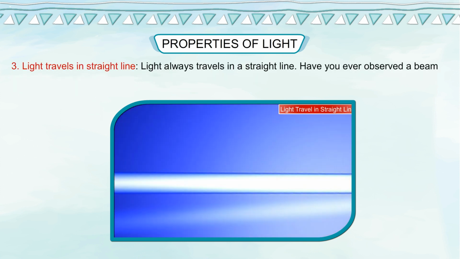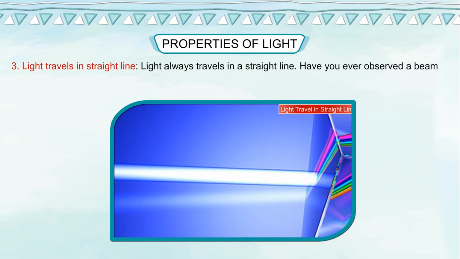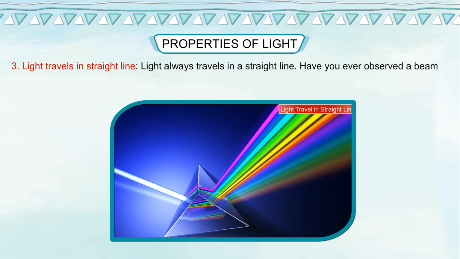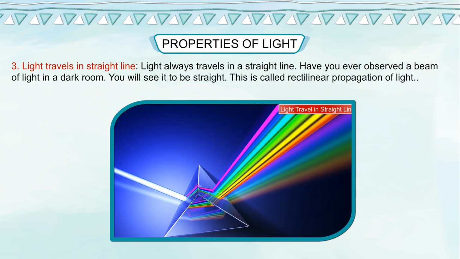3. Light travels in a straight line. Light always travels in a straight line. Have you ever observed a beam of light in a dark room? You will see it to be straight. This is called rectilinear propagation of light.